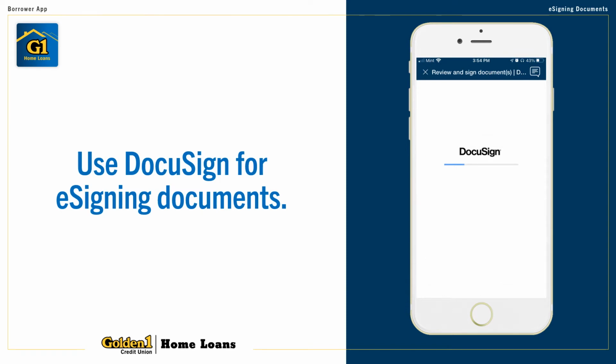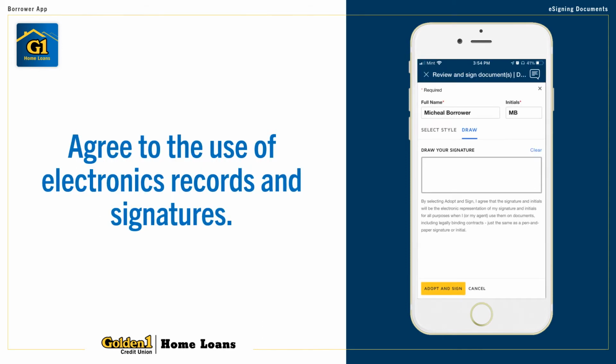You'll see right away the DocuSign logo as the document opens. First, you'll be asked to agree to the use of electronic records and signatures, then hit Continue. Now, when you get to the first signature request, you'll be asked to select from a provided signature style or draw your own signature on the screen. You'll only have to make this choice one time. Every subsequent signature will use the same preference.